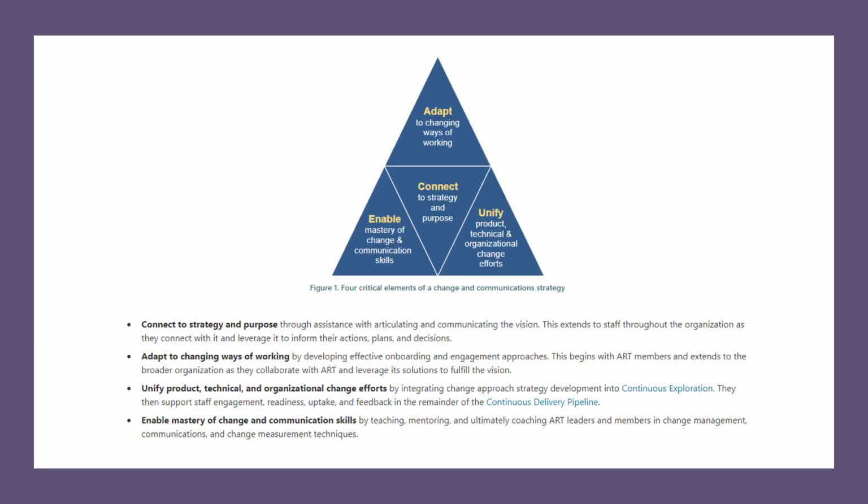This particular article recommends four critical elements of a change and communication strategy. Number one, connect to strategy and purpose through assistance with articulating and communicating the vision. Number two, adapt to changing ways of working by developing effective onboarding and engagement approaches. Number three, unify product, technical, and organizational change efforts by integrating change approach strategy development into continuous exploration. Number four, enable mastery of change and communication skills by teaching, mentoring, and ultimately coaching ART leaders and members in change management, communications, and change measurement techniques.